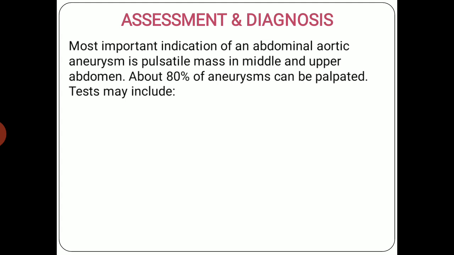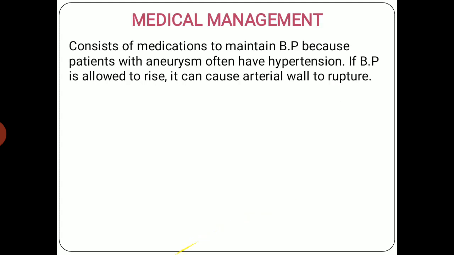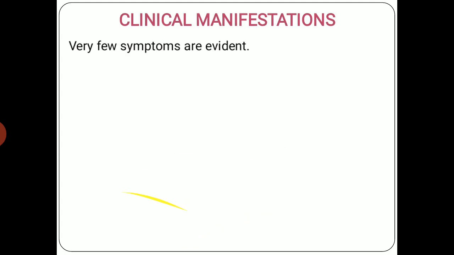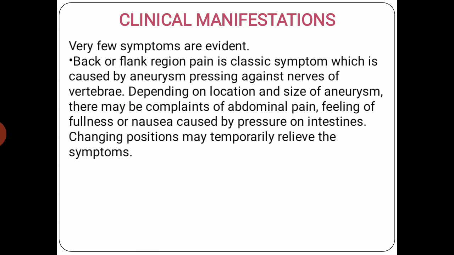Then assessment and diagnostic evaluation. So most important indication or the assessment is the pulsating mass felt in the middle or the upper abdomen. ठीक है. About 80% of aneurysms can be palpated. So we have to go for the other test, which is the duplex ultrasonography. Sorry.